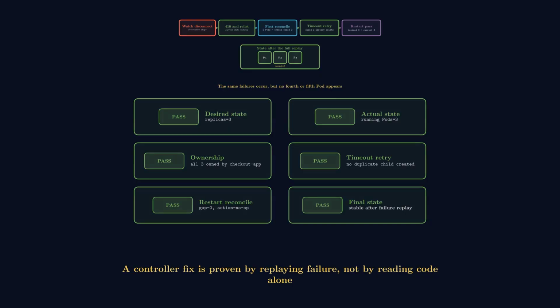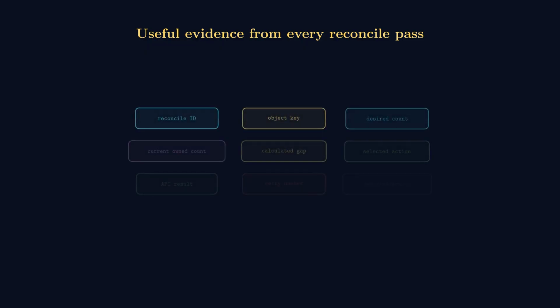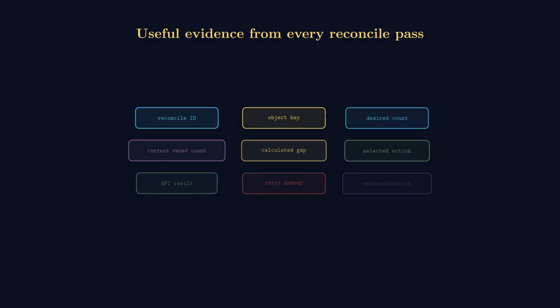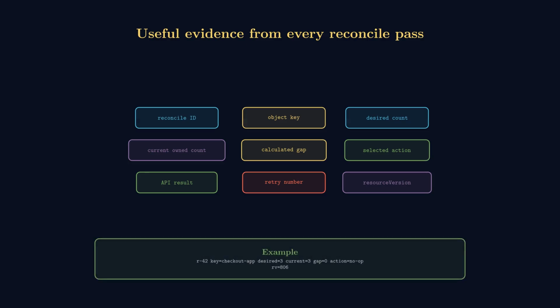We also improve the evidence available for the next incident. Every reconcile log should show the reconcile identity, object key, desired count, current owned count, calculated gap, chosen action, API result, retry number, and observed resource version. With those fields, the team can rebuild the timeline without guessing.